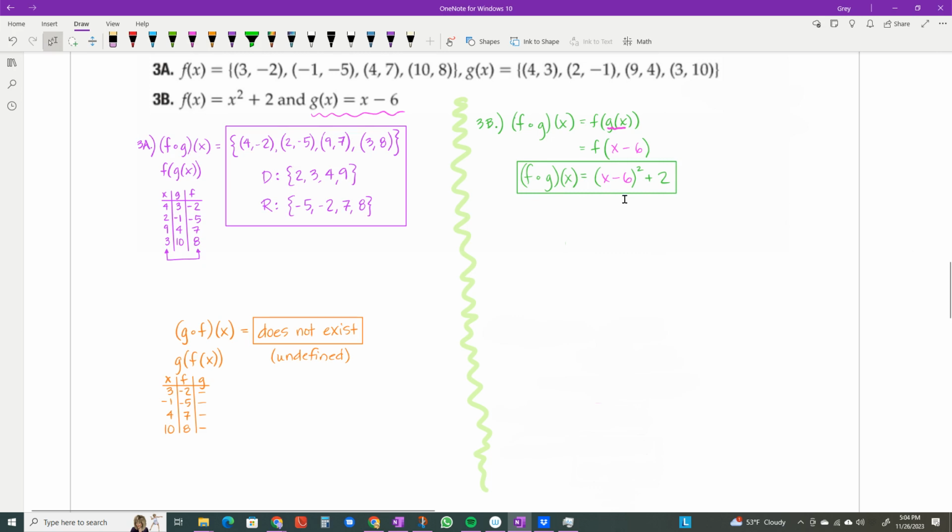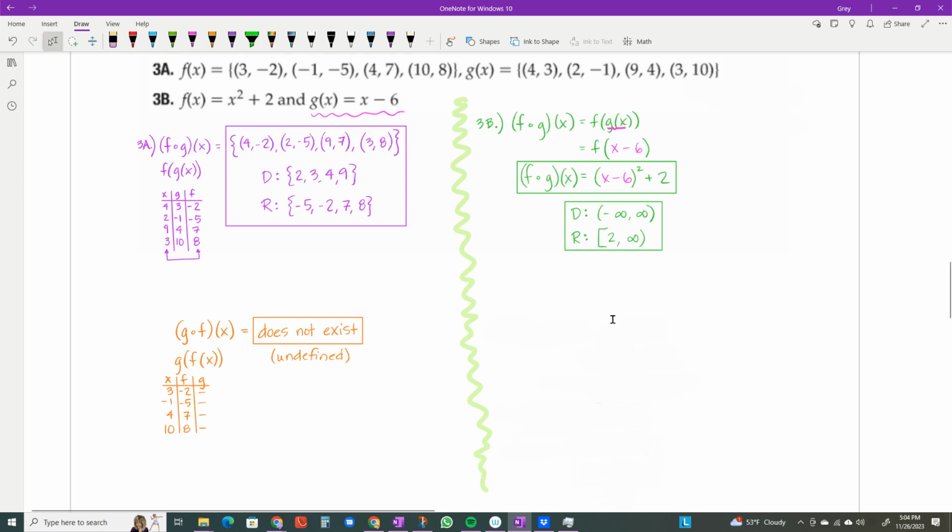The vertex is at 6, 2, and it goes up. And if you can visualize that, that should help you remember what your domain is. So my domain is all real numbers, and my range, if my vertex is at 6, 2, then it goes from 2 up, and I have a bracket on that. So that's my domain and range.